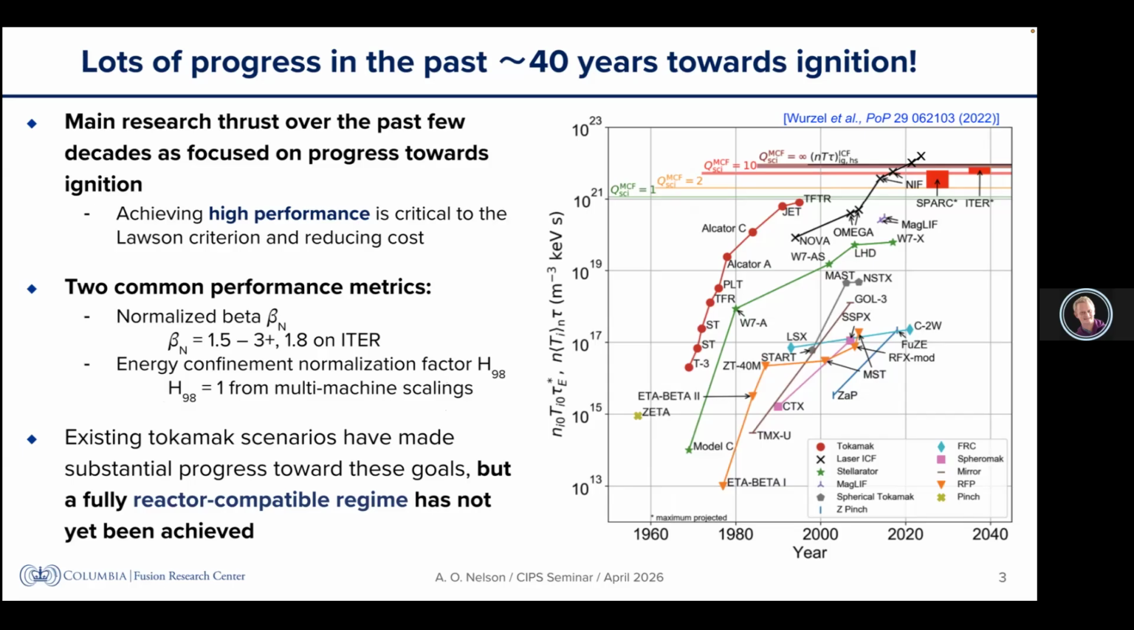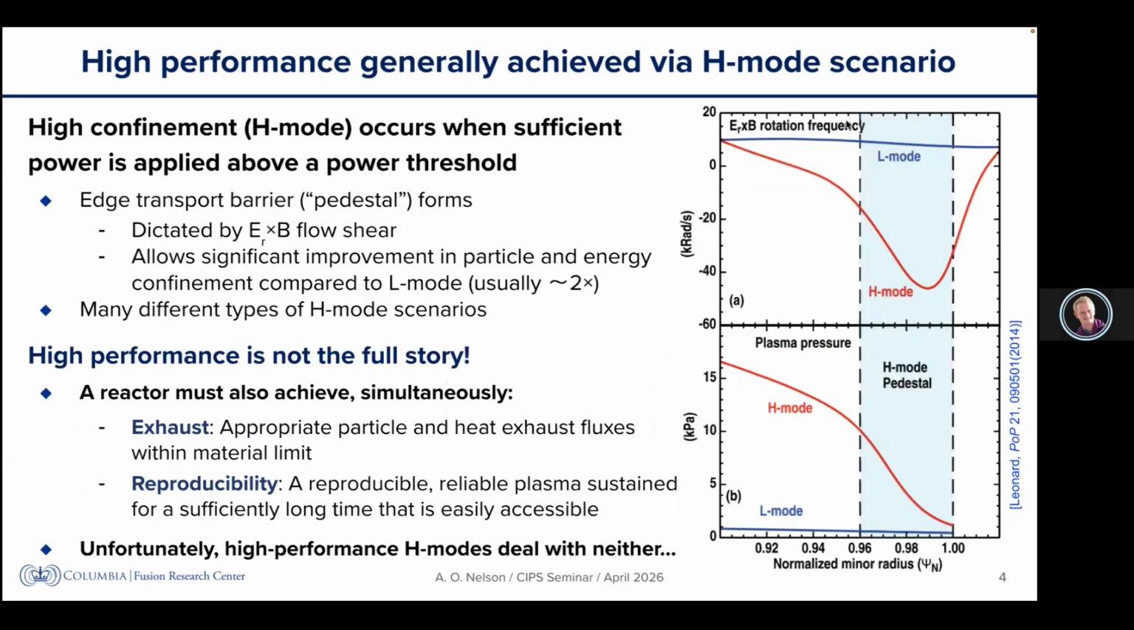So in the tokamak line of research, we've been really pushing towards getting high performance, but this bypasses a couple other issues. So I would say that these are not really reactor compatible. One, because they're not high performance, but two, because they have issues with exhaust and issues with reproducibility.